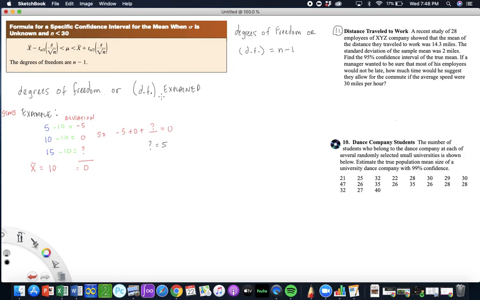So why this applies to degrees of freedom is that you'll notice that this last number has to equal 5 because we know the deviations have to equal 0. So this last number has no way of being any other number.